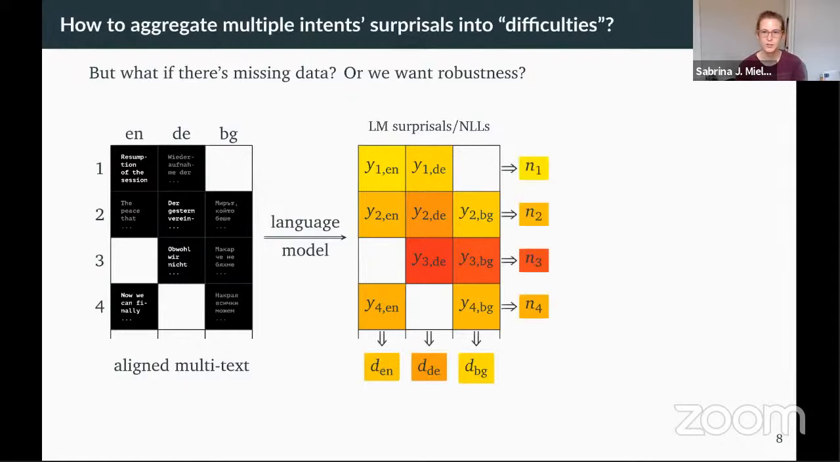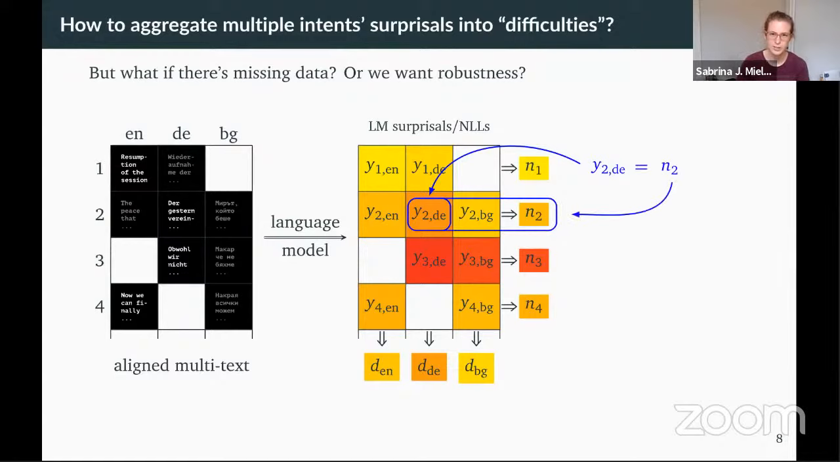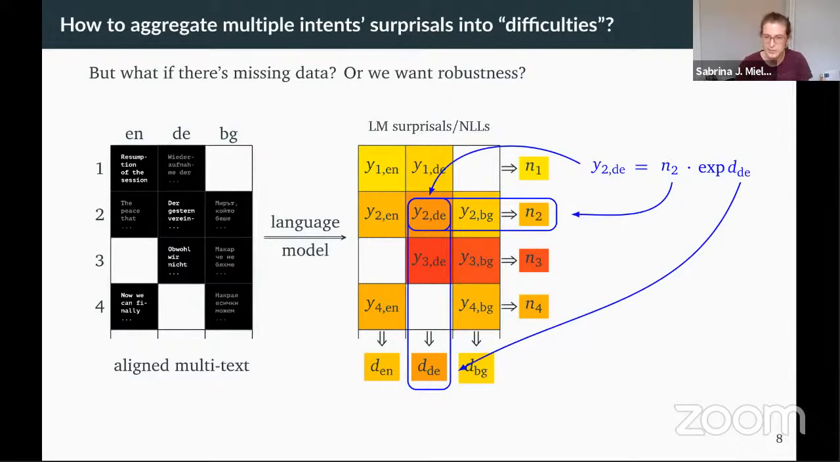So what we introduce in this work is a fully probabilistic model for these surprisals that gives us estimations of difficulties of languages. Specifically, what we're going to be saying is that the surprisal of a sentence in a language is the product of the sentence difficulty or sentence complexity, which really is sentence length, more or less, with the difficulty of the language. So this is a pretty standard mixed effects model, really.